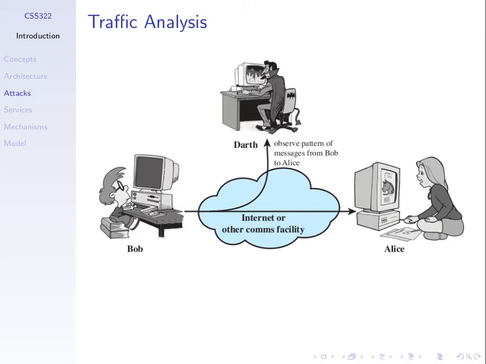If there was no attack, Bob sends a message to Alice, Alice receives a message. If there is an attack, Bob sends a message to Alice, Alice receives a message. Nothing changes from their perspective, so it's considered passive. Any questions on the first two example attacks? Both passive attacks. First one, finding the contents of the message. Second one, analyzing the communication traffic. Nothing difficult so far.